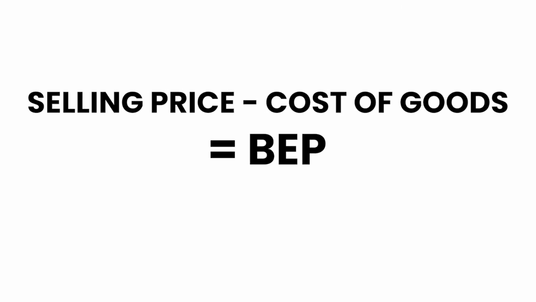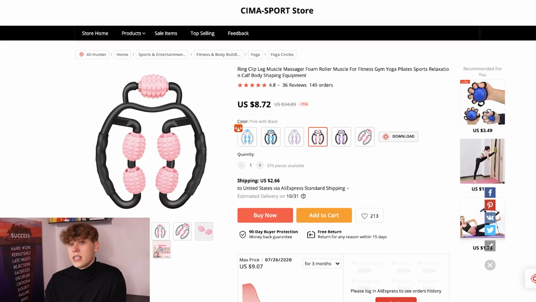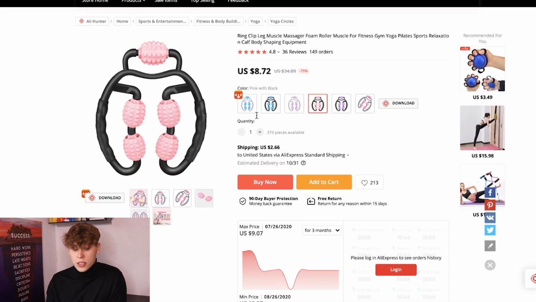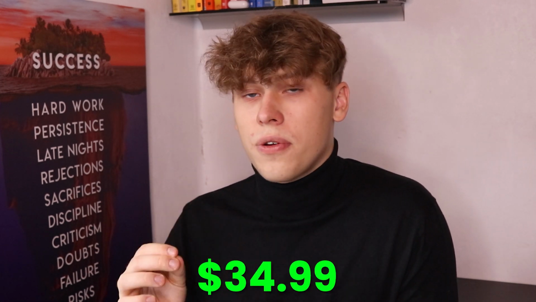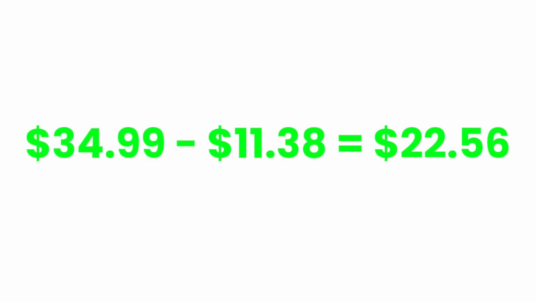Your break-even point is calculated by taking your selling price minus your cost of goods, so that is product price, including shipping. If we take a look at this product, just for example purposes, the product cost us $8.72 and $2.66 for shipping, which equals $11.38 in total cost of goods. Let's say we would be selling it for $34.99. So we would take the $34.99 minus $11.38, which would give us a break-even cost per purchase of $22.56.